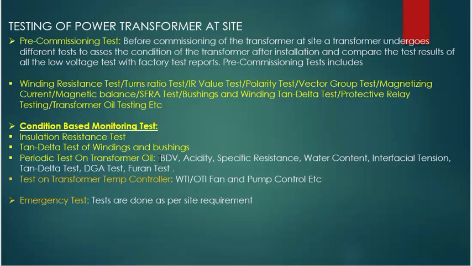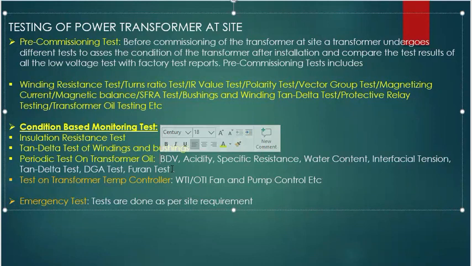These tests include breakdown voltage of oil, acidity, specific resistance test, water content, interfacial tension test, tan delta test, DGA test, and furan test. Today in this video, I am just giving you a brief idea of all the testing procedures which a transformer undergoes. I will make separate videos one by one in which the detailed procedures of every testing will be described. So subscribe to my channel and watch my videos which are about to come.